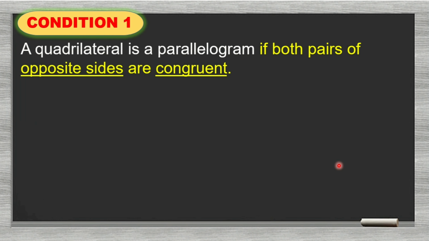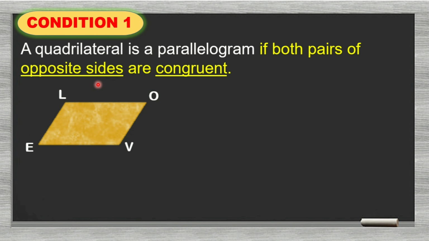A quadrilateral is a parallelogram if both pairs of opposite sides are congruent. So based from our previous video, opposite sides, ito yung mga sides na magkaharap. So let's have an illustration. Here's a quadrilateral LOVE. Sabi sa condition number 1, pairs of opposite sides are congruent.